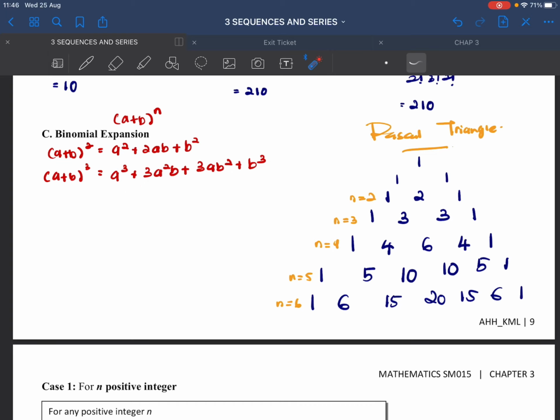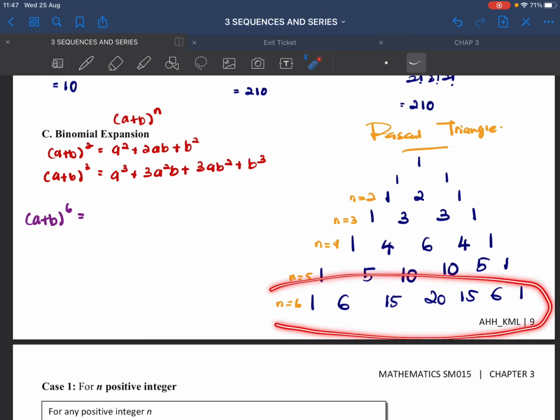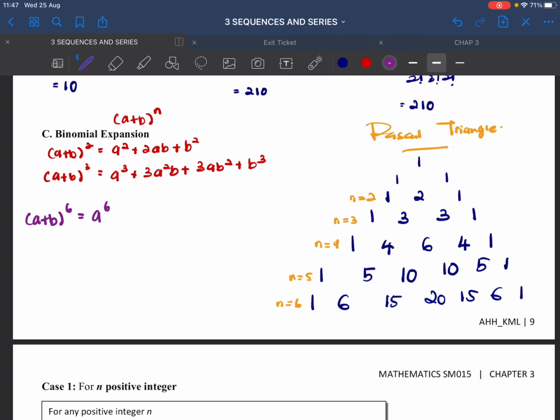Okay, so let's check another example. Contoh, if we have A plus B to the power of 6. Let's see. Okay, n is equals to 6. So, this row here. So, we will have 1, which is we will start with A to the power of n. So, 1, which is A to the power of 6, plus the coefficient is 6. So, 6A, power dia akan turun. 5B, power akan naik. So, 1. Okay, kenapa kat sini B power 0?